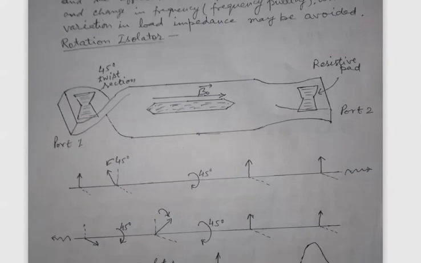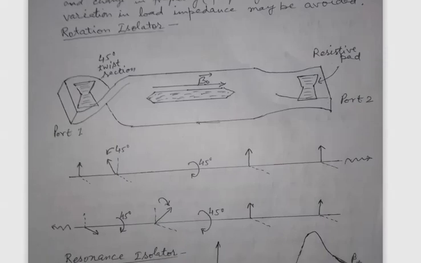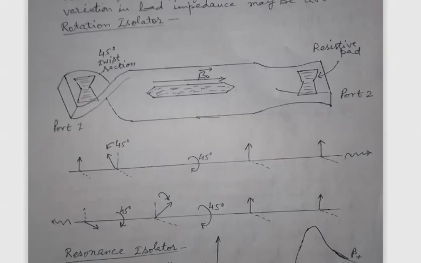Isolator may be designed in two ways. Number one, rotation isolator, and second one is called the resonance isolator. So first we discuss the rotation isolator. It is similar to the construction of the gyrator. So it is also a two-port device.